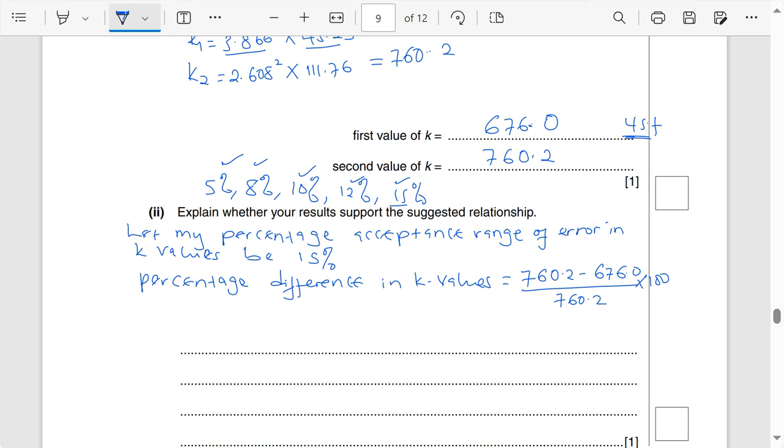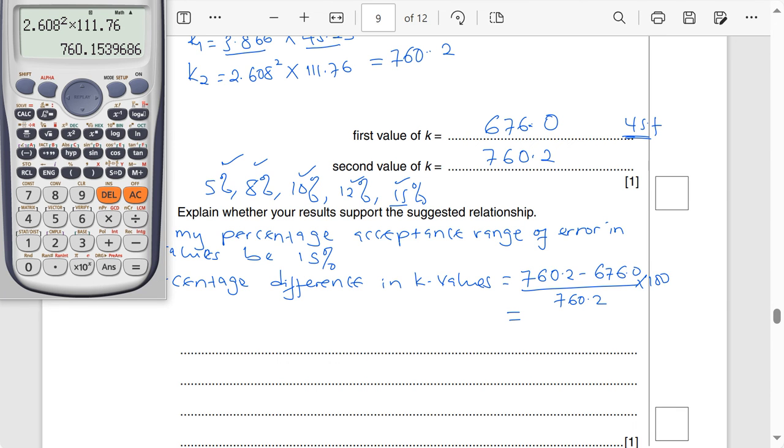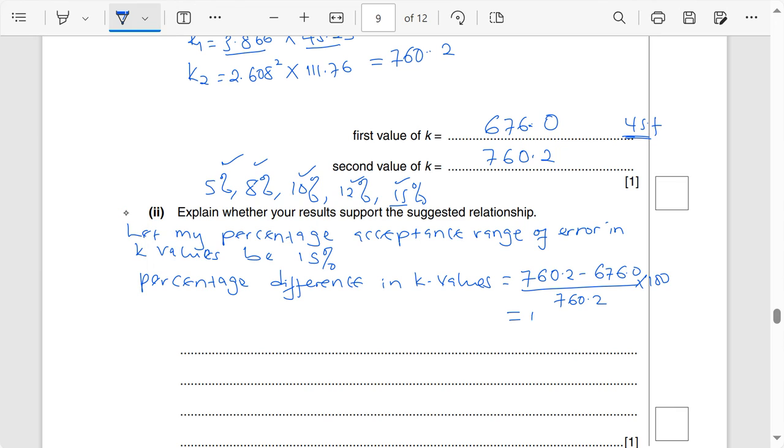And what does she get? When she presses her calculator, let me check if she pressed correctly. 760.2 minus 676.0 divided by 760.2 times 100. She gets 11.07 or 11%. So she gets 11%. And when she gets 11%, 11% is less than 15%.